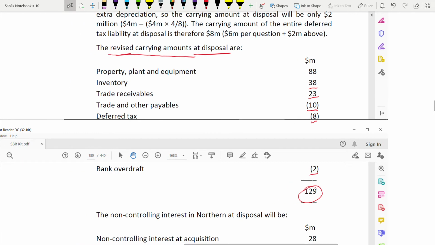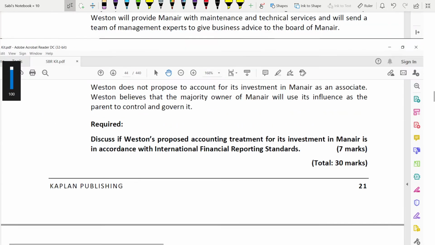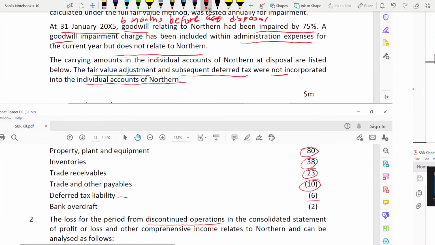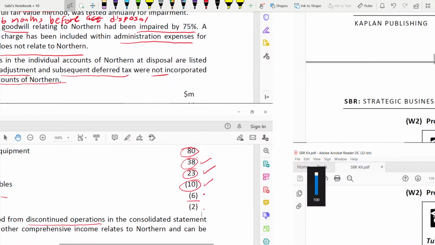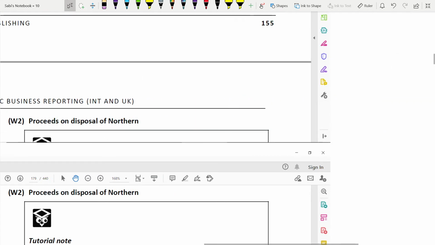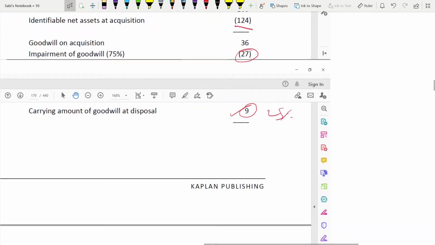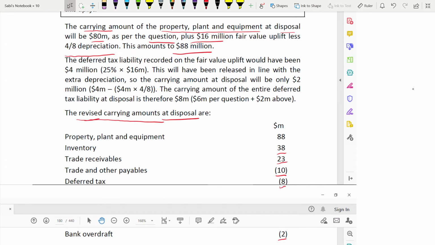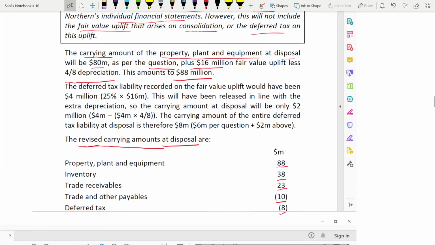We'll just go through the net asset previously given to you. You have been given inventory 38. This remains the same, but deferred tax liability here, if you see, is 6, right? This changed. Bank is 2. Rest everything remains the same. PPE changed, deferred tax liability changed. That's it, 2 items changed. So here 88 you can take, and deferred tax is 8. How 8? It is given in this paragraph.